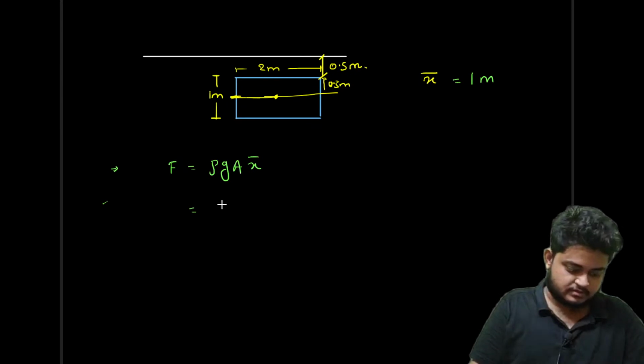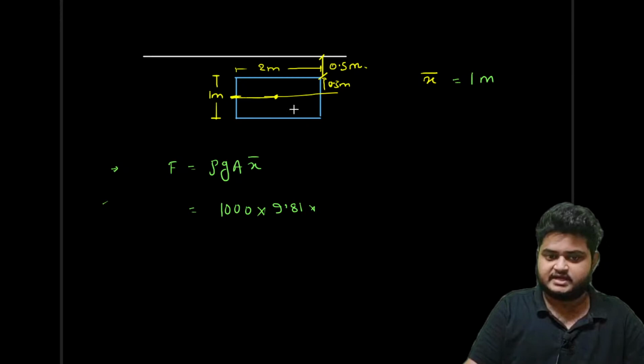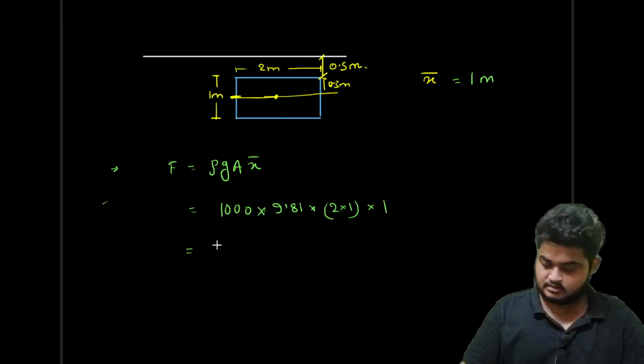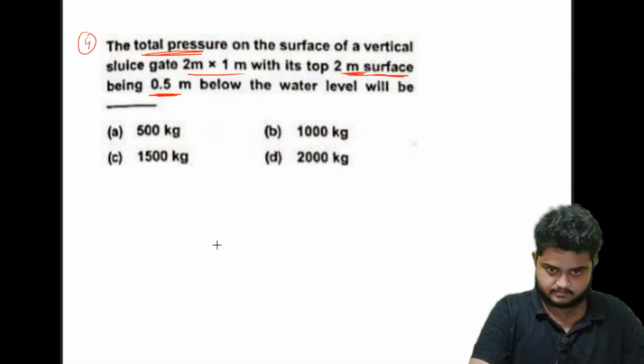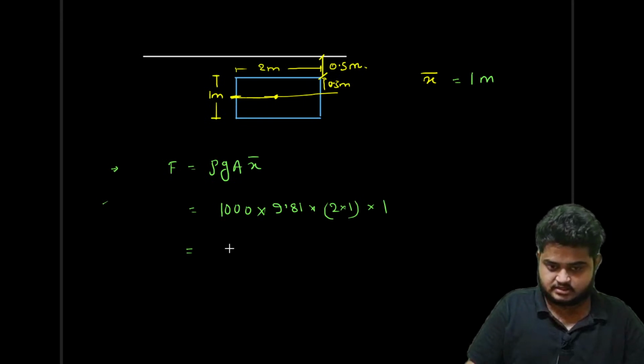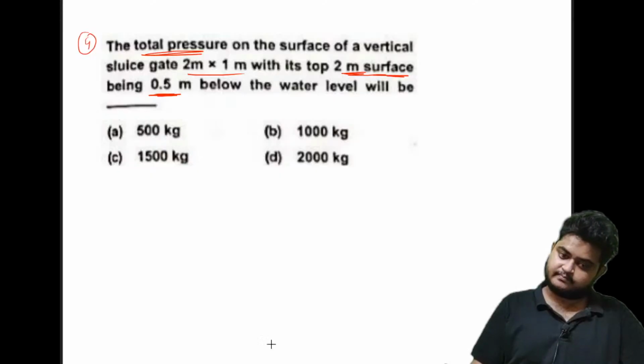It will be, for water, 1009.81. What is the area? The area is 2 into 1 meter square, and the x bar is 1 meter, and if I calculate, it will be coming out as 20,000 Newton. But the unit is in kg, so it will be 2000 kg.